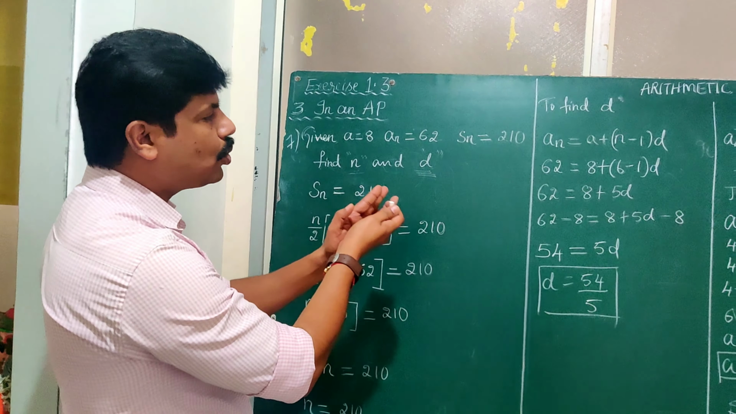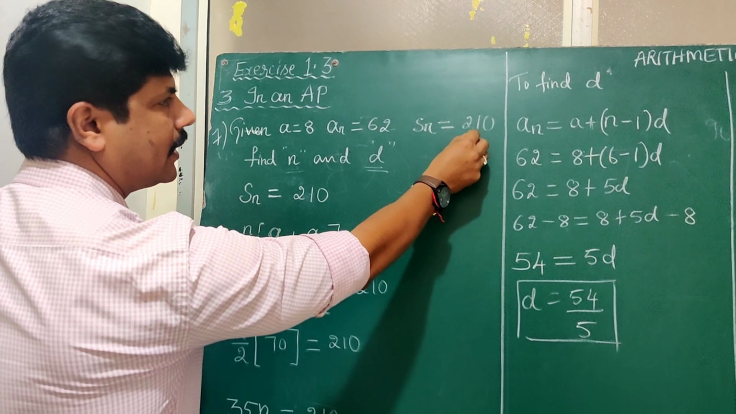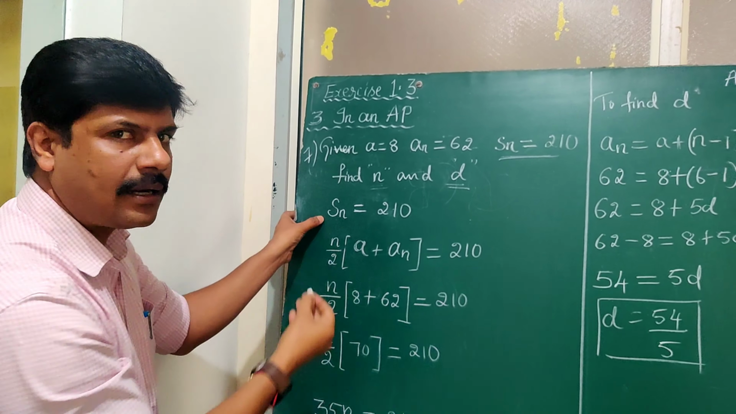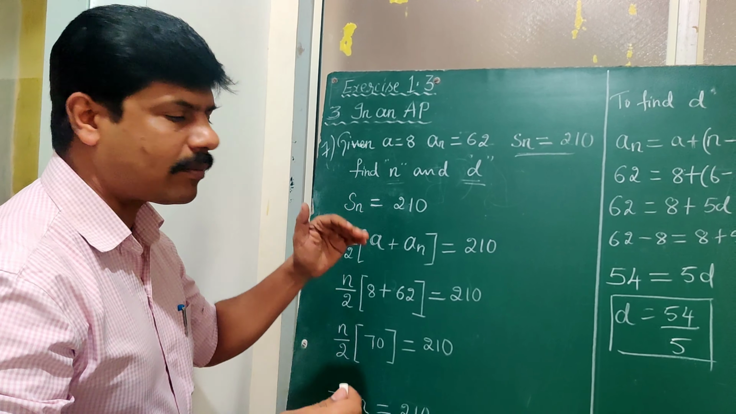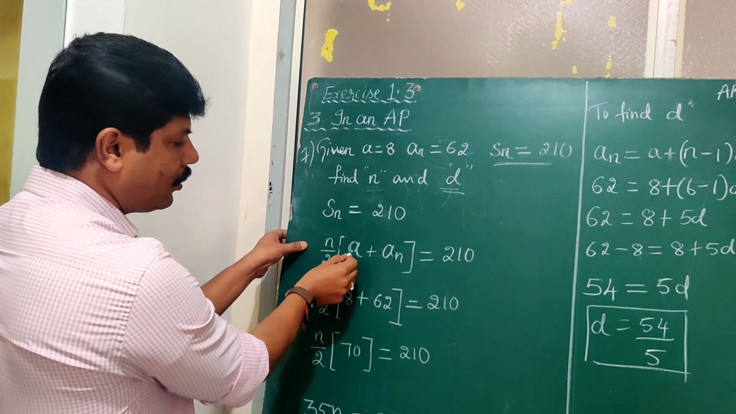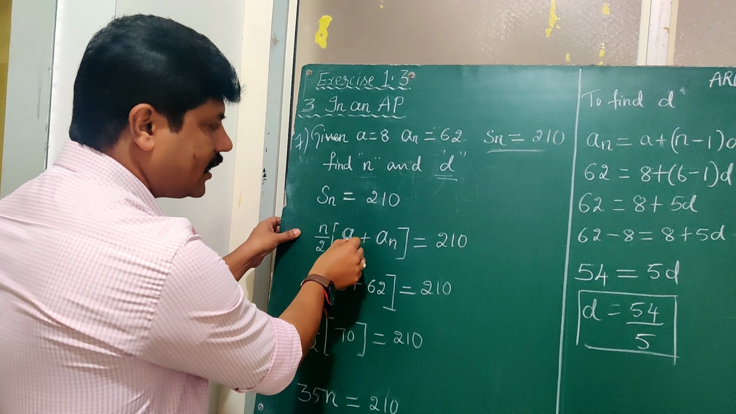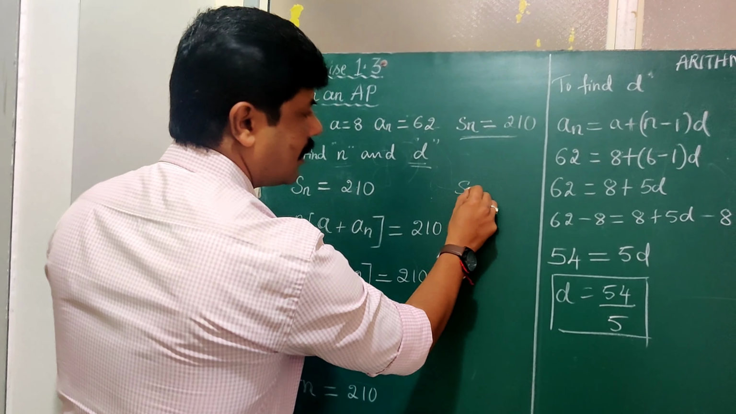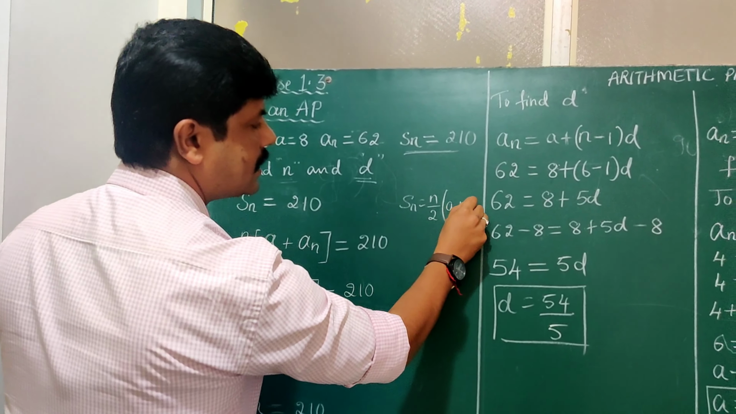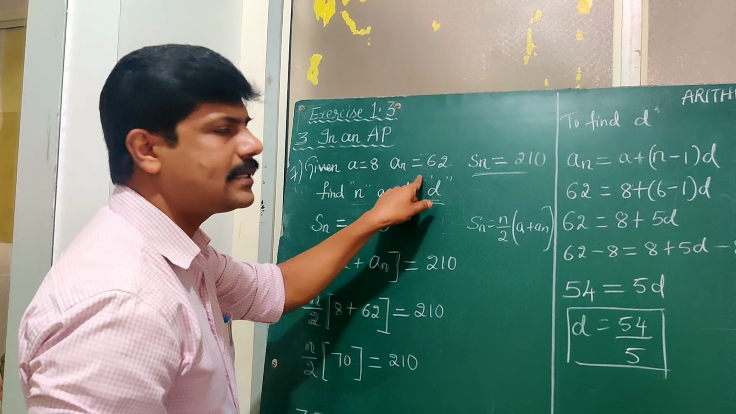With the clues available, two clues are given here: an is equal to 62 and Sn is equal to 210. I will take Sn equals 210 here. We will apply directly the formula for Sn. Two formulas are there. I am applying Sn is equal to n by 2 into (a plus an), because an data is available. Therefore, I am using this formula.